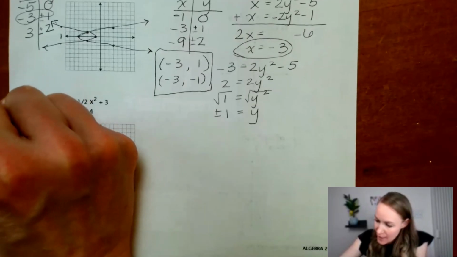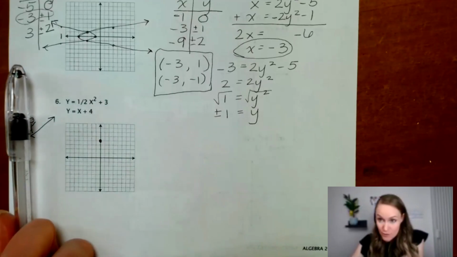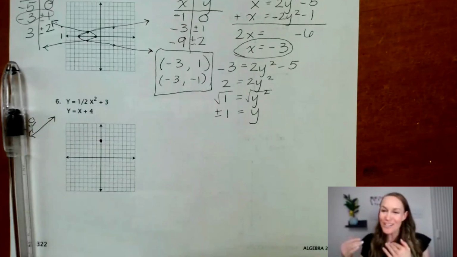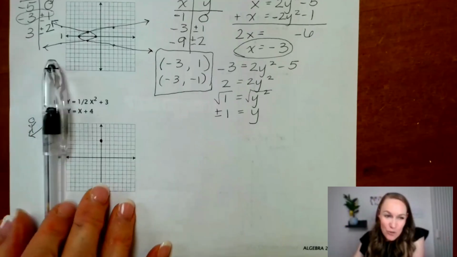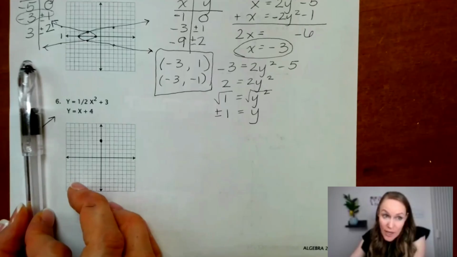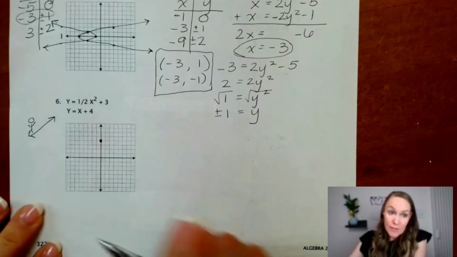Man standing on a line, and we read from left to right. He travels from left to right. So is he going up or down? He's going up. So this is a positive slope.